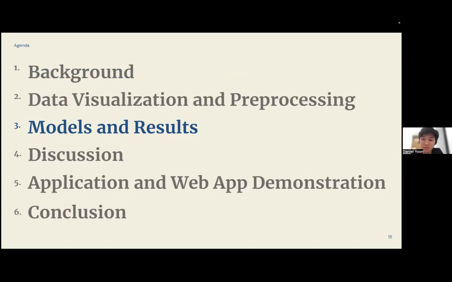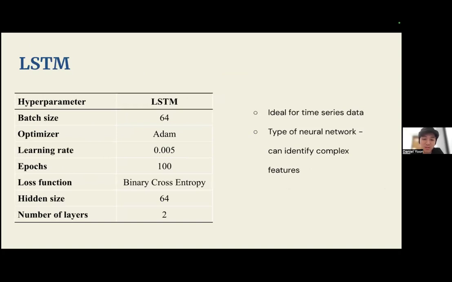So going into our models and results. First, we tried out an LSTM, or long short-term memory network, which is ideal for time series data because it can retain information over longer sequences. And because this is a type of recurrent neural network, or RNN, it can identify some of these complex features and maybe figure out some time dependencies in the EEG data.